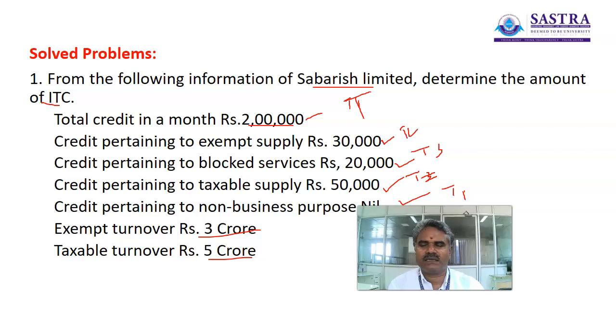Total credit amount 2 lakh. Credit pertaining to exempt supply 30,000. Pertaining to blocked service 20,000. Pertaining to taxable supply 50,000. Non-business. So exempt, blocked, taxable, non-business. Total. Here exempt turnover 3, so total turnover 5. Okay.